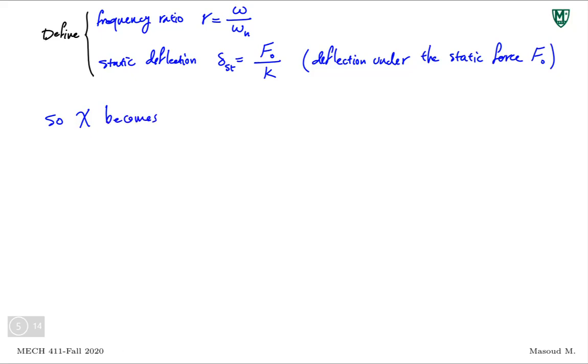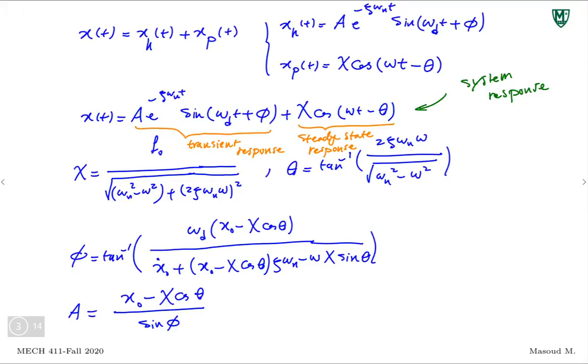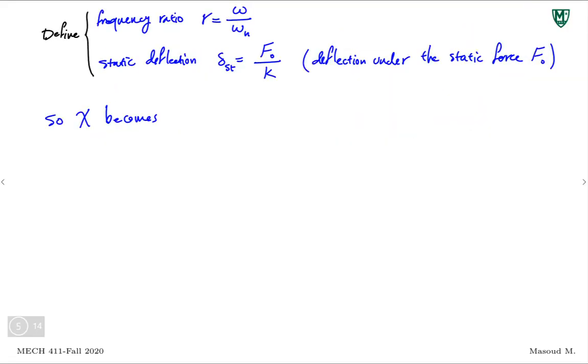So using these two newly defined terms, I can rewrite x as x over delta st. Right? I'm just moving things around. I can actually write x first, so it's probably easier to follow. X is F naught over omega n squared minus omega squared, 2 zeta omega n omega squared. So x is F naught over the square root of omega n squared minus omega squared, right?